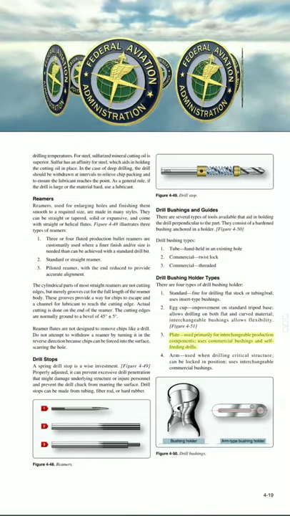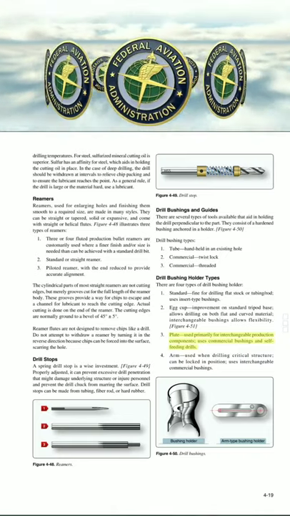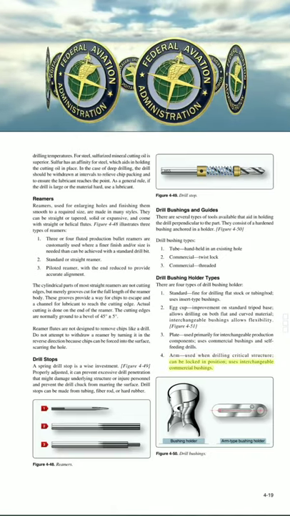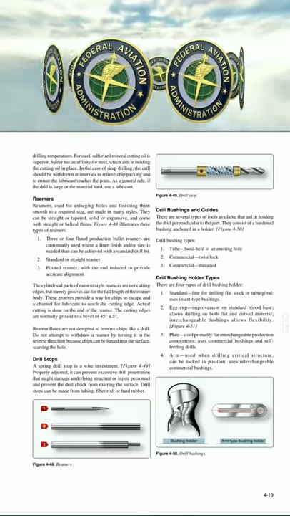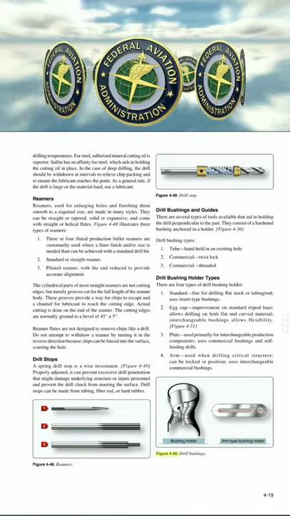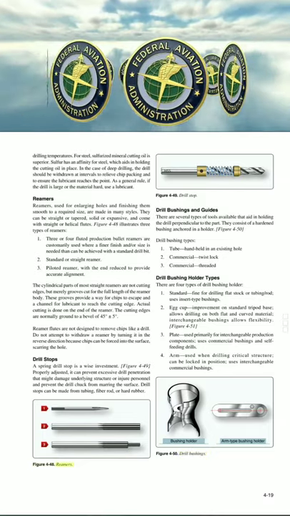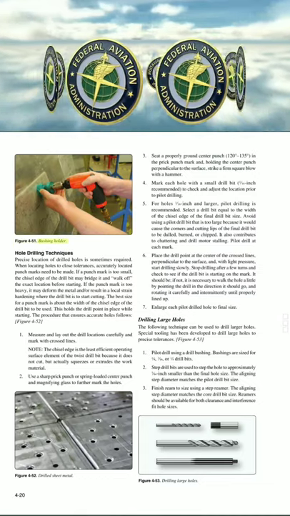3. Blade used primarily for interchangeable production components. Uses commercial bushings and self-feeding drills. 4. Arm used when drilling critical structure. Locked in position. Uses interchangeable commercial bushings. Bushing holder arm type. Figure 4-50. Drill bushings. Figure 4-48. Reamers. 4-19. Figure 4-51. Bushing holder.